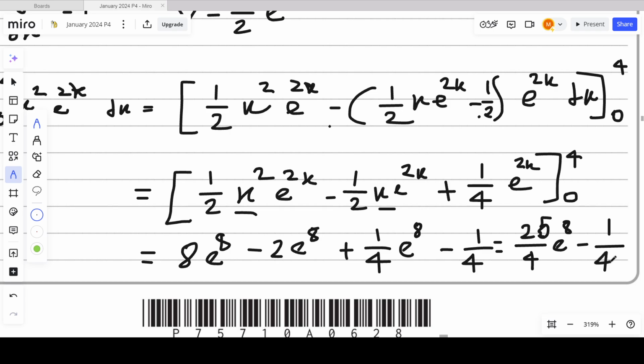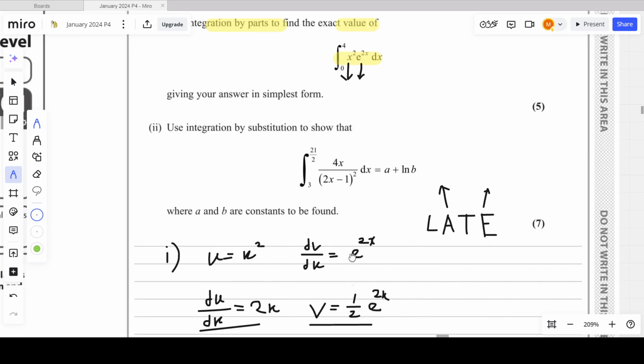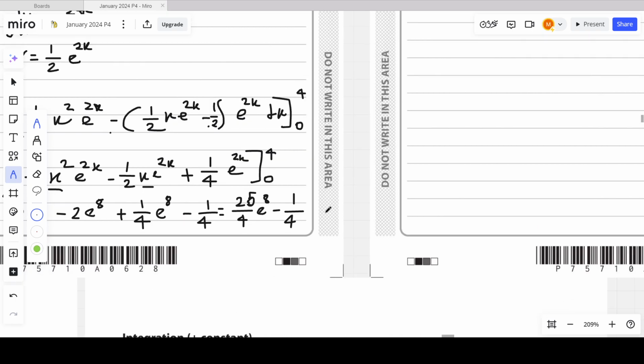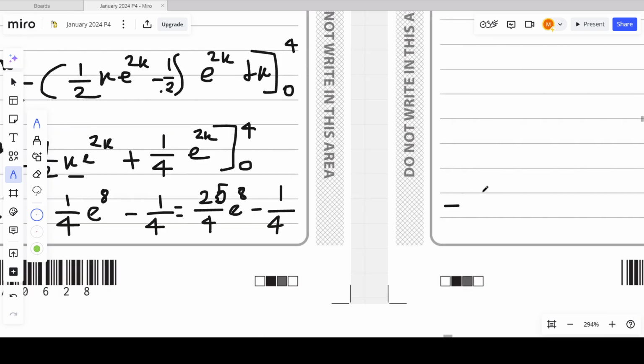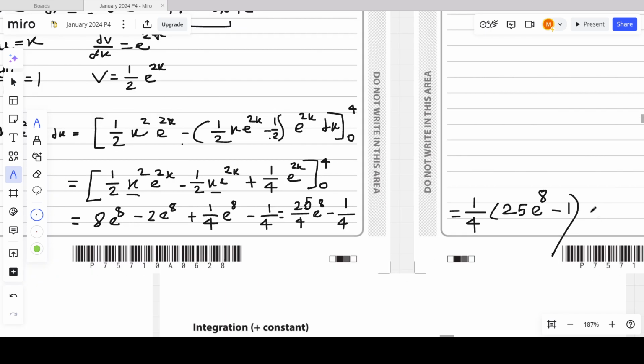Fine. Okay, did they give any pattern for that? Okay, we need to give it in the simplest form. So we can take 1 over 4 common from there to make it more simple. 1 over 4 times what? 25 e to the power 8 minus what? Minus 1. That's the simplest form we got there. That's it. That's the answer.